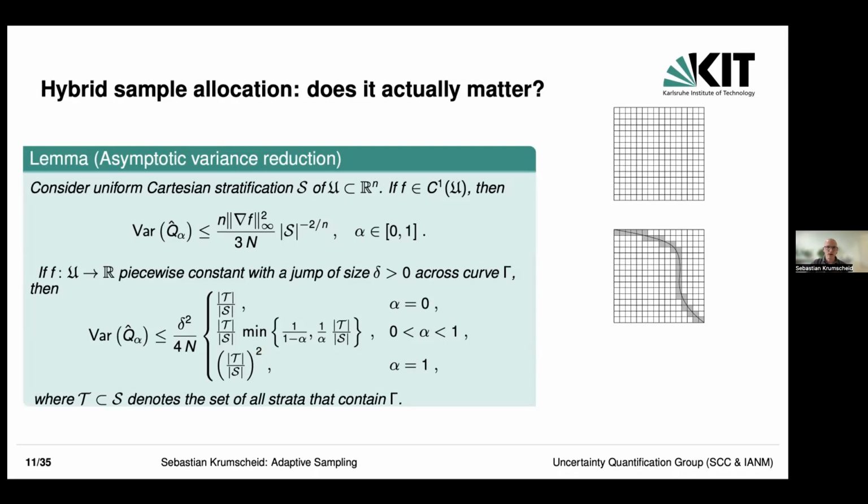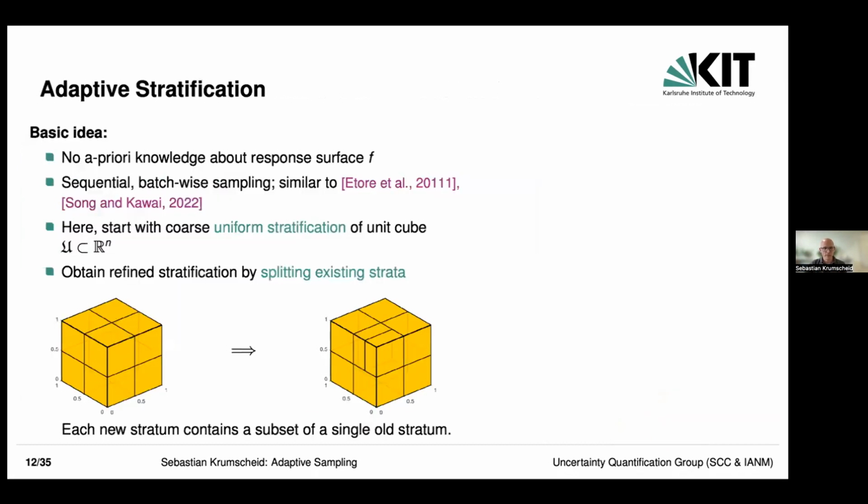Okay, so now of course, the title suggests I want to do adaptivity. What we eventually want to obtain is a stratification like this, right? This would be our dream come true. We have just a few samples, very few strata, and strata can be of different size. So let's talk about the adaptive procedure now.